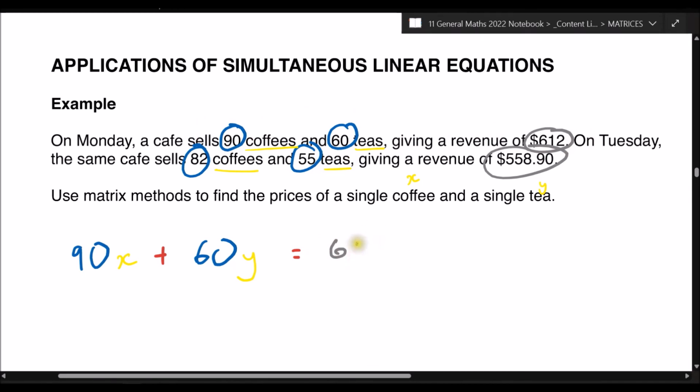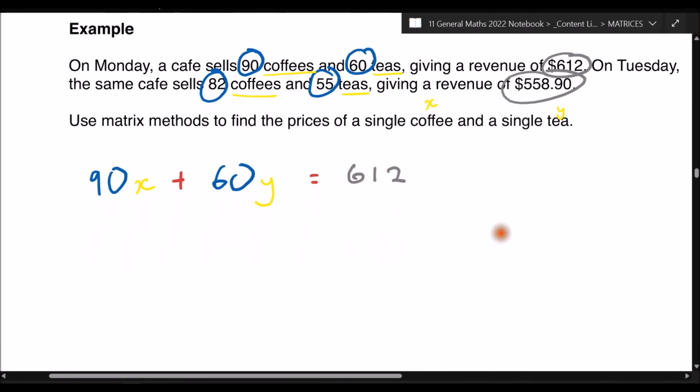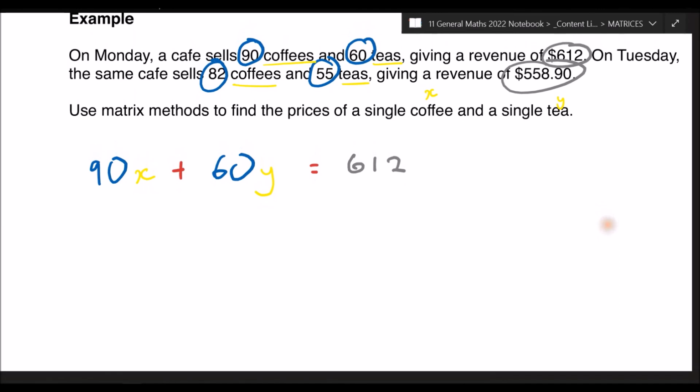So there's my first equation: 90x plus 60y equals 612. Okay, let's repeat the same process for our second equation, because this is a simultaneous equation. The second one is going to be on the Tuesday, 82 coffees, so 82x. Remember, my coffees are going to be x.